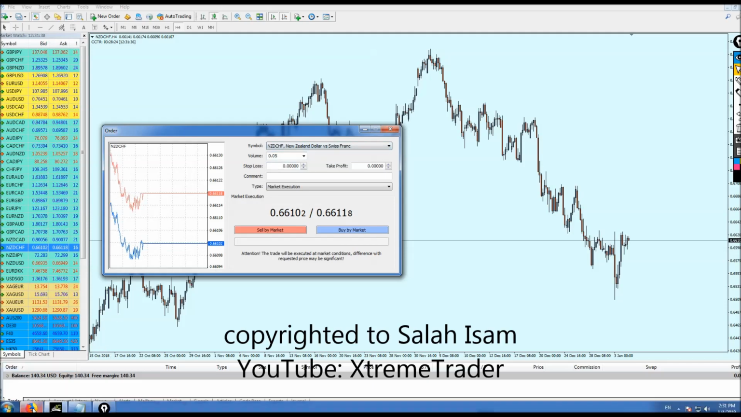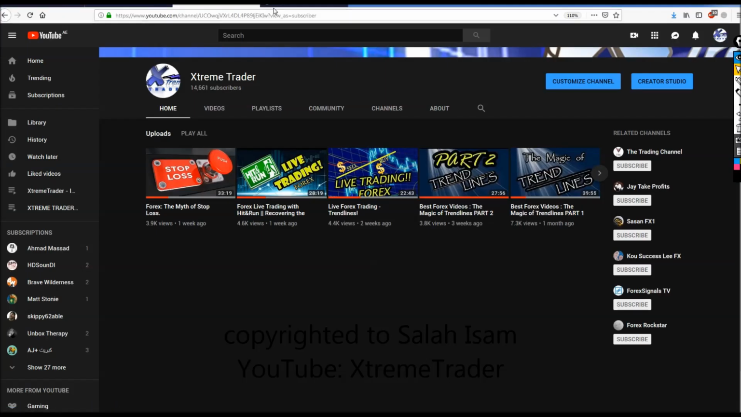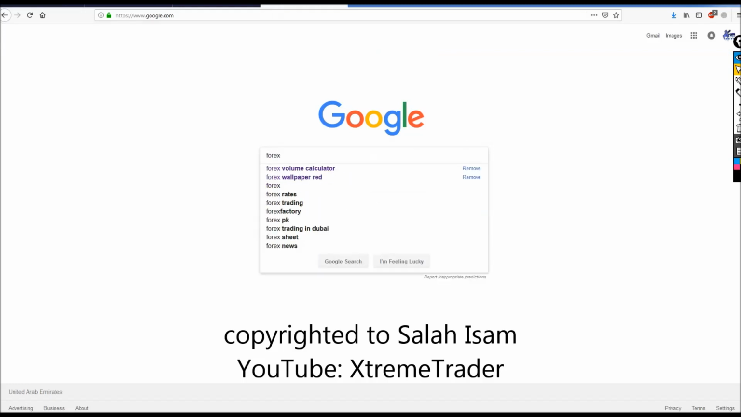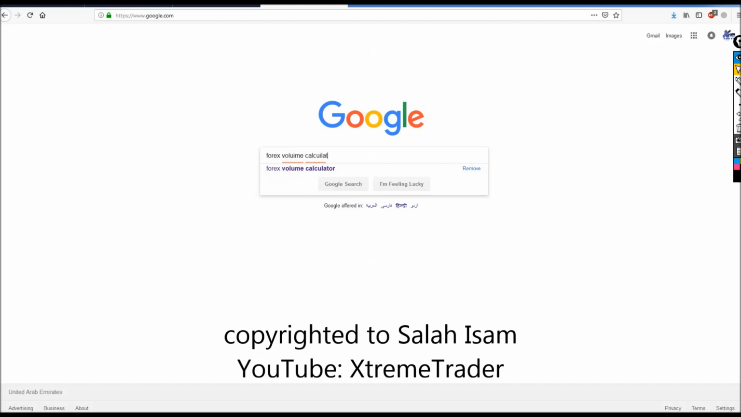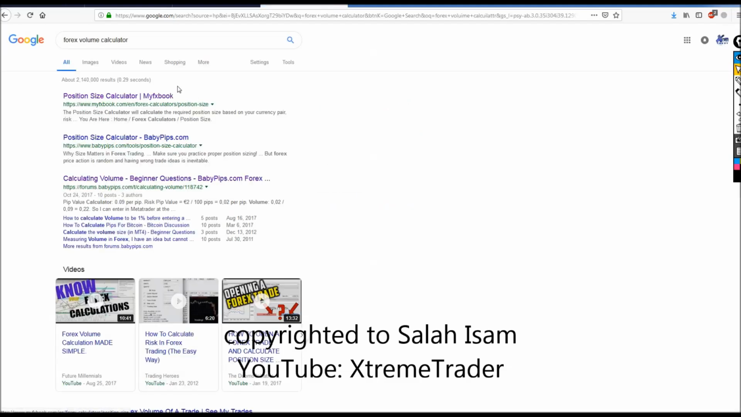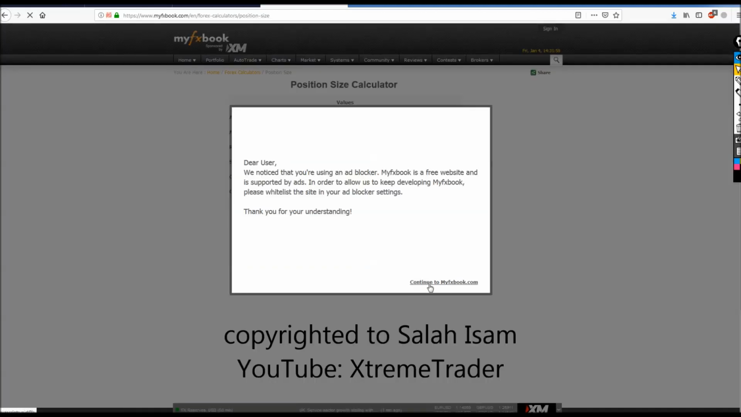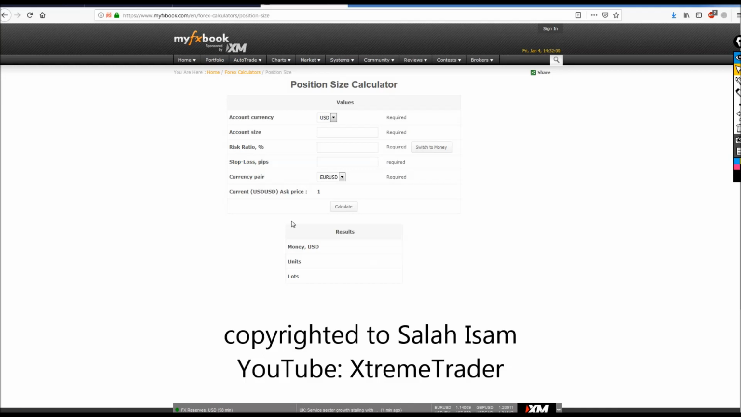For example, go to Google and type Forex volume calculator. Forex volume calculator. Go to the first one. Go to the position size calculator on MyFXBook. This is very helpful to tell you how much you want to risk from your money, easily for you to understand, and it will tell you which lot size is good for you.